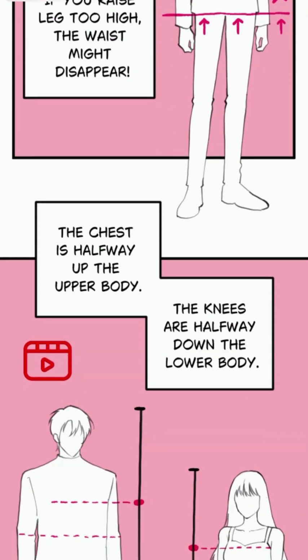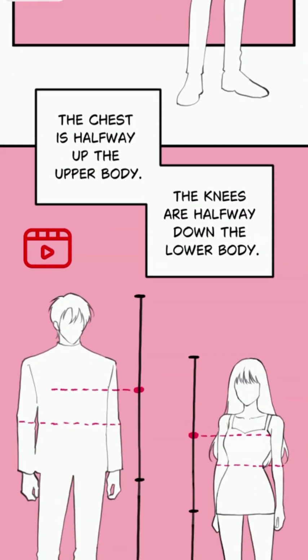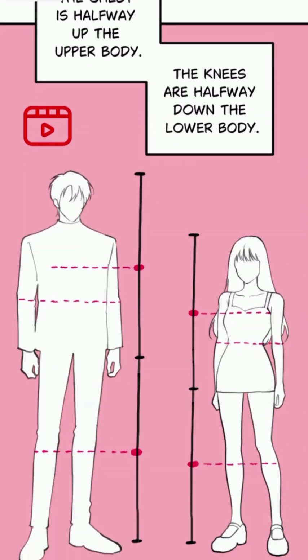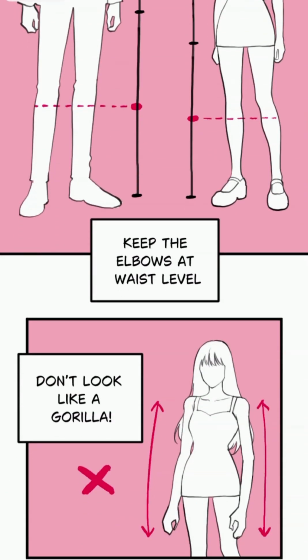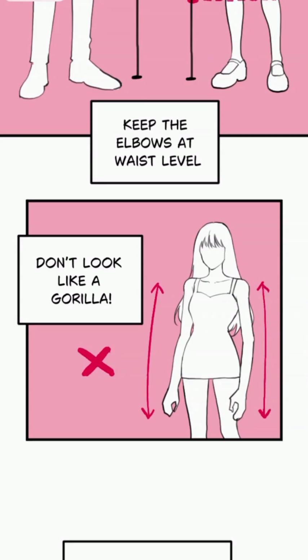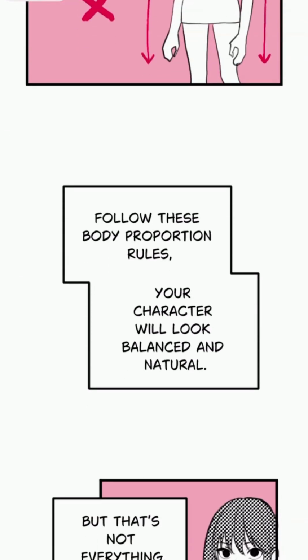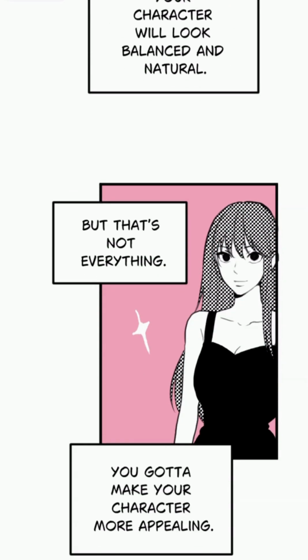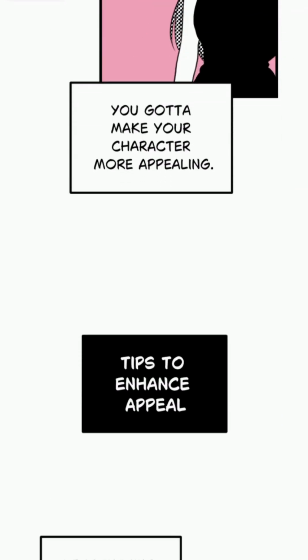The chest is halfway up the upper body. The knees are halfway down the lower body. Keep the elbows at waist level. Don't look like a gorilla. Follow these body proportion rules, and your character will look balanced and natural. But that's not everything. You gotta make your character more appealing.